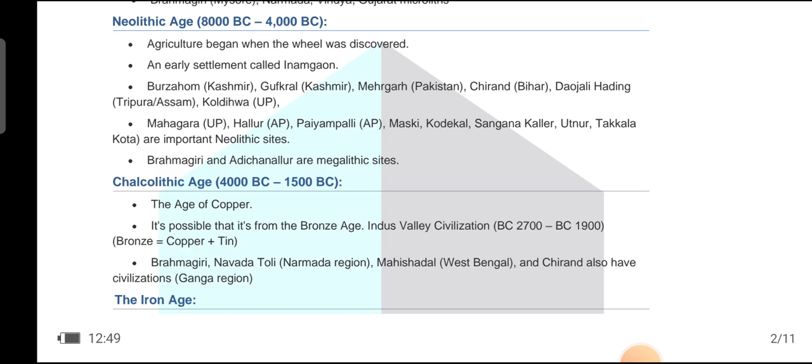Next point is Mahagara, Uttar Pradesh, Hallur, Andhra Pradesh, Piklihal, Andhra Pradesh, Maski, Kodekal, Sangankallu, Utnur, Takkalakota, which are important Neolithic sites. Brahmagiri and Adichanallur are megalithic sites.